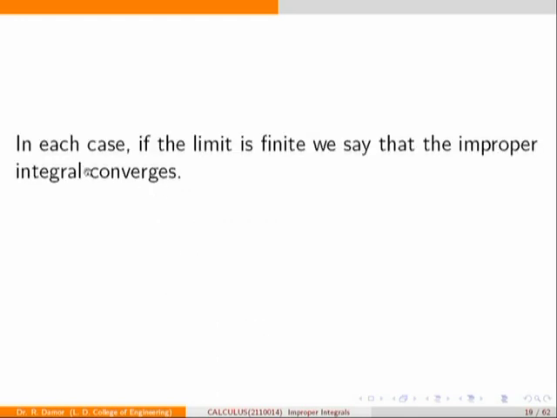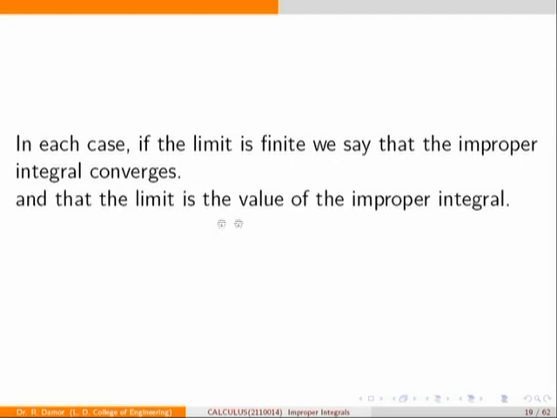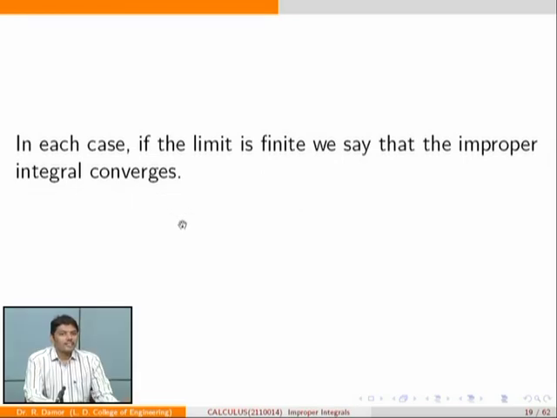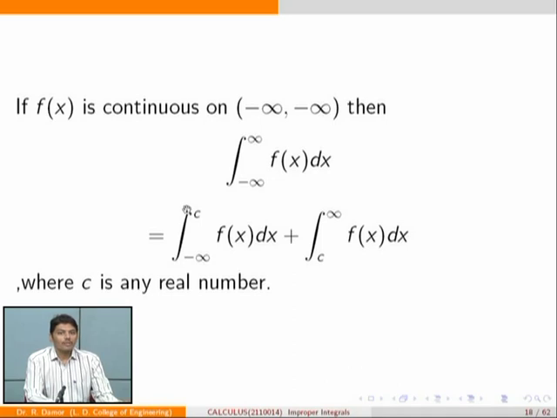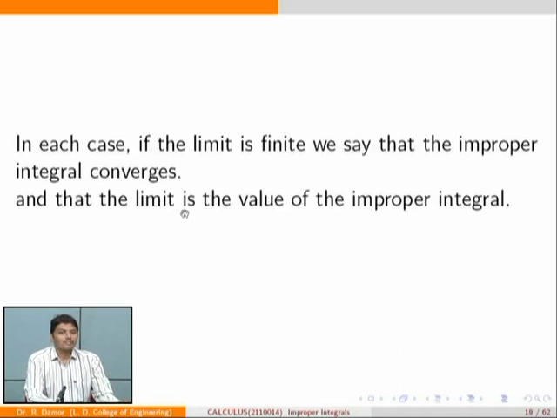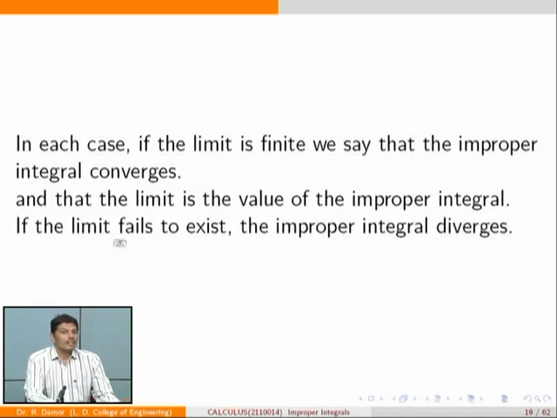In each case, there are 3 sub parts of this type 1 improper integral, and if the limit is finite, we say the improper integral converges. If the limit is not finite, then we say the improper integral is divergent. Whatever the value of this improper integral is, it is known as the value of the improper integral. If the limit fails to exist, the improper integral diverges.